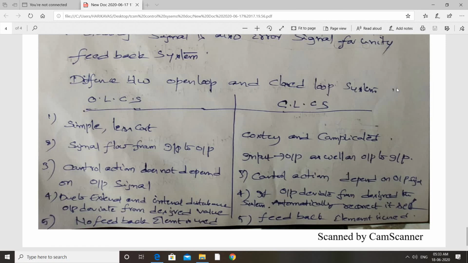The third topic is the design of control systems. In this topic, we will try to design a new control system. For this, we will study the compensator and controller of the system. Everything we'll discuss topic wise in future classes.